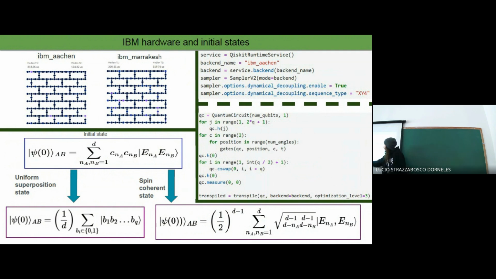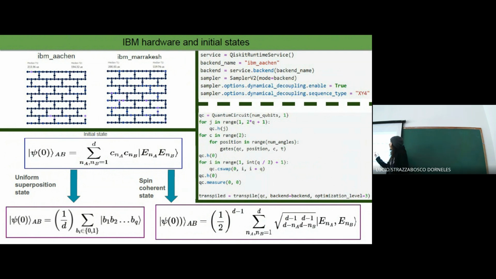And here we have another part of the circuit where it transpiles the circuit, which means it simplifies gates. And we use optimization level 3, which makes things even better. So this is the configuration that is important that we use in IBM.